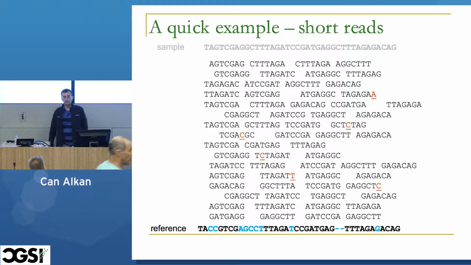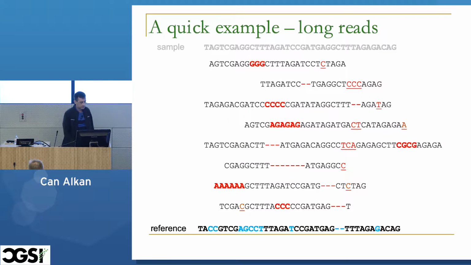So just a quick example. We have the sample. We don't actually know the exact order in the sample, but we just generate random short strings from this sample, and we oversample it. And then we compare it with the reference genome. With long reads, these are much longer, but the error rates increase. So those red fonts are errors generated by the sequencing machine.